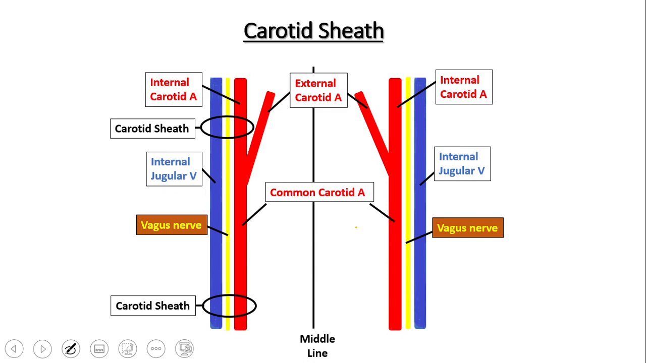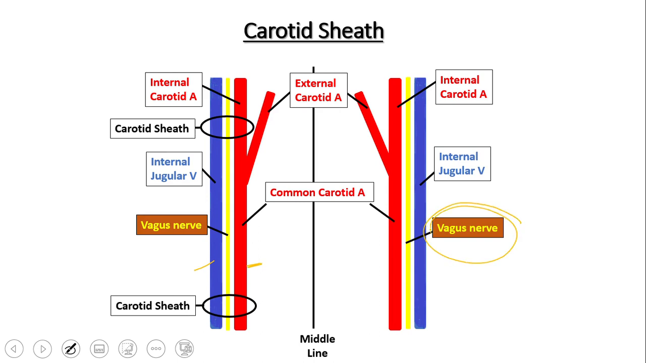Now, what is the carotid sheath? It's a sheath on the lateral side of the neck that has three structures. We have the internal jugular vein to the lateral side, common carotid artery to the medial side, and in between we have the vagus nerve.